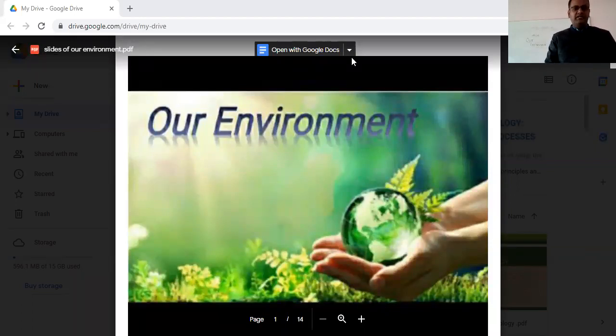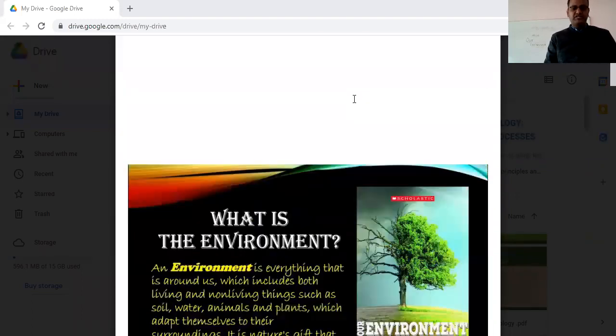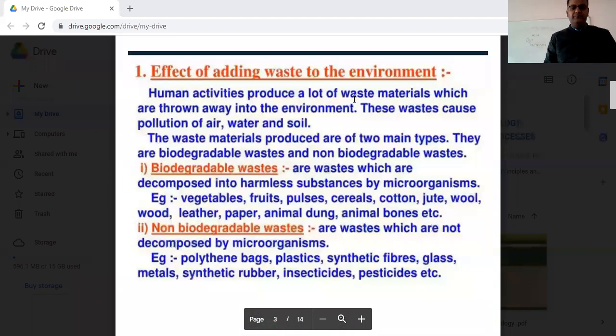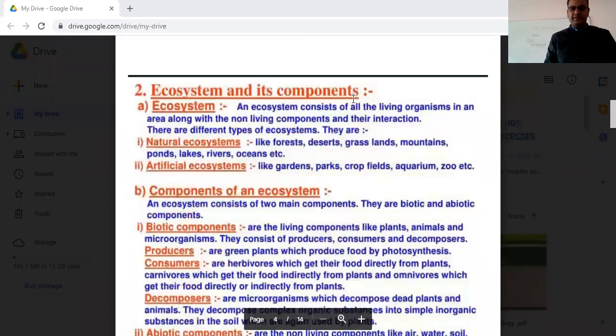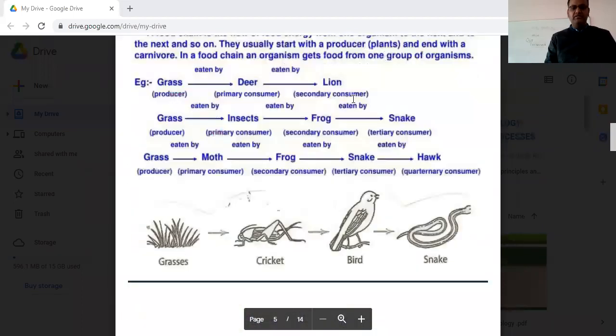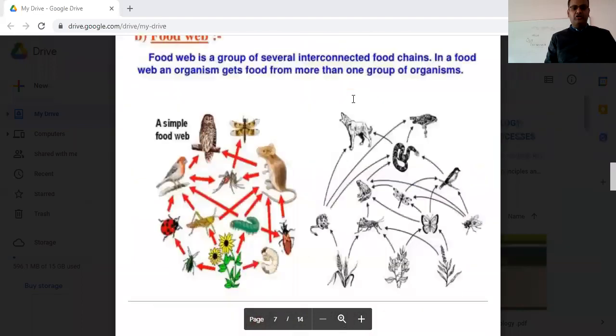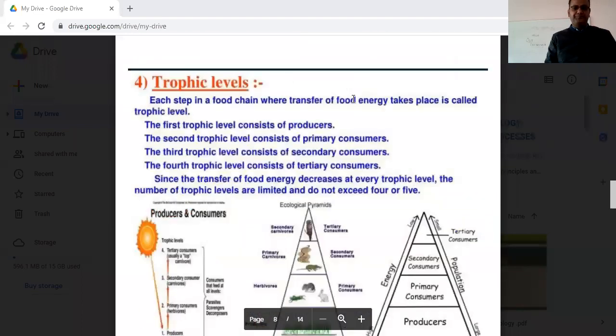Today we will be continuing with the discussion of the chapter Our Environment. In this chapter, till now, we have discussed what is environment and what are the effects of adding waste to the environment. We have also discussed the ecosystem and its components, and the food chain, food web, and the trophic levels.